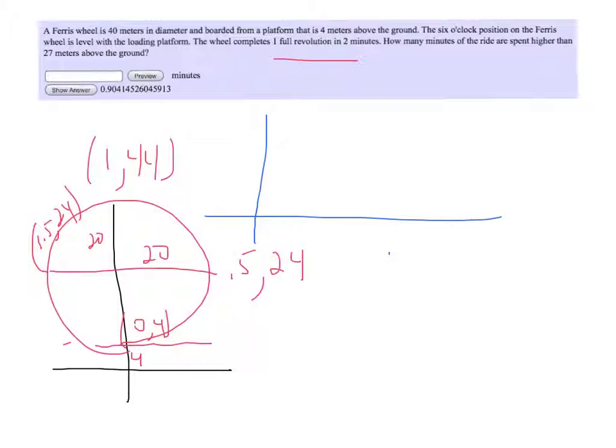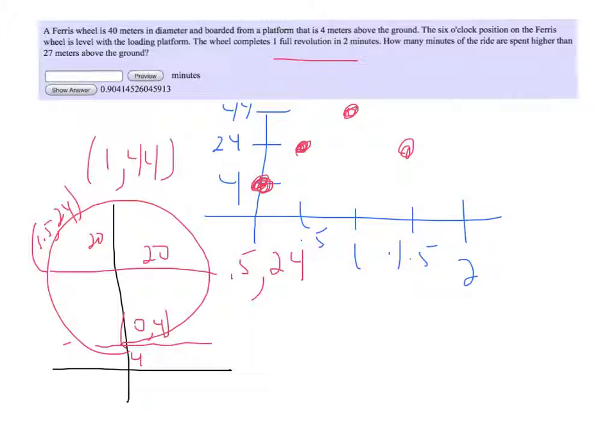So 1, 2, 3, 4. That's 2 minutes. That's 1 minute. That's 1.5. That's 0.5. We know it starts out at 4. The midline's at 24. It maxes out at 44. So we're starting at 0, it's at 4. At half a minute in, it's at 24. A minute in, it's at 44. It's back down to 24. Back down to 4.